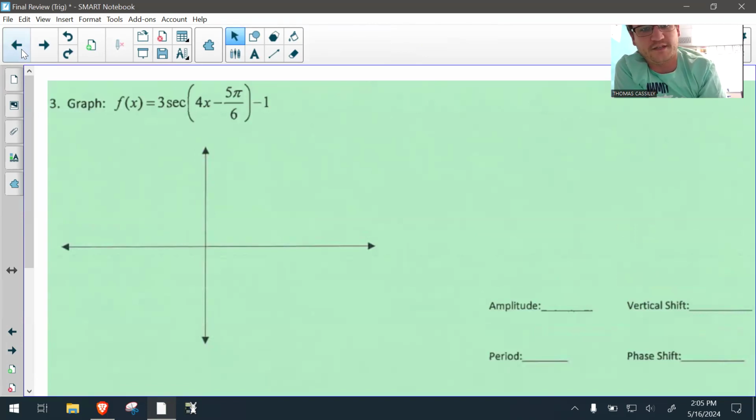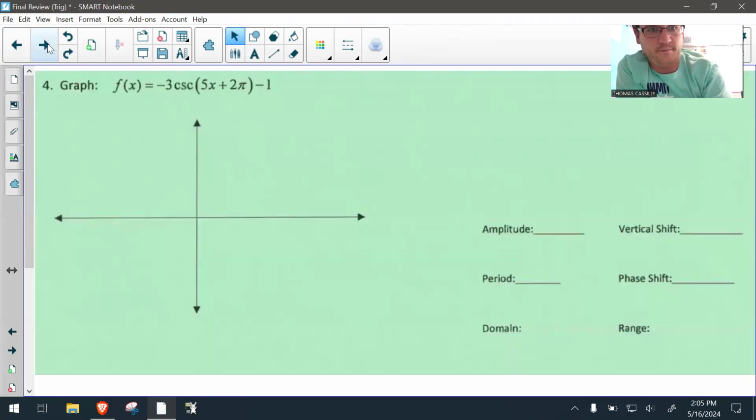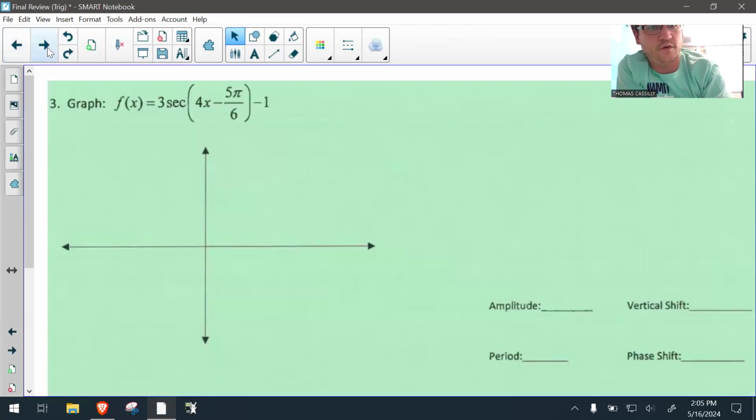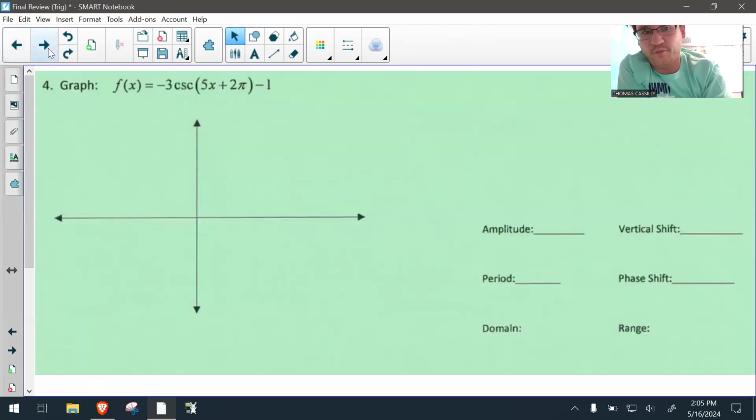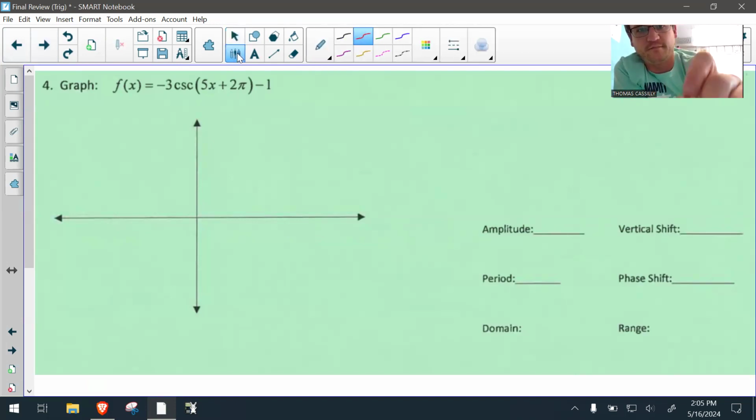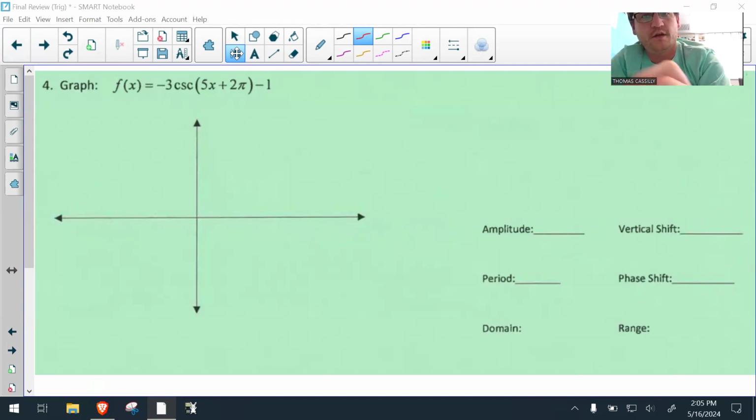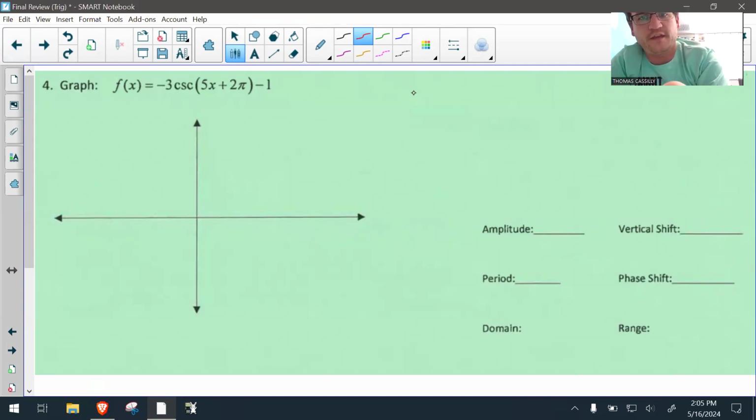We have 3 times the secant of 4x minus 5 pi over 6, minus 1. Which one do I want to do? I'm going to do this one because there's a negative 3 there. On the last problem, the amplitude was positive, so let's just do one with a negative and figure out what that looks like. So I'm doing number 4 now, not number 3. I'm going to start out just listing out my A's, B's, and C's.